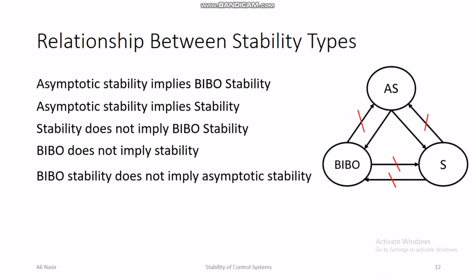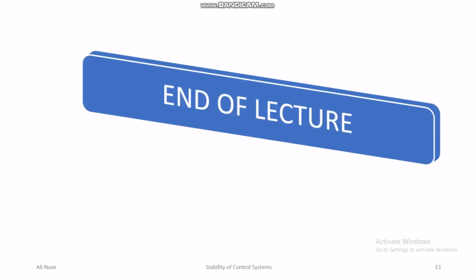If I summarize all of these points, this picture depicts which type of stability implies which stability. The red lines show that the implications are not there. For example, if you look at asymptotic stability, AS, then AS implies BIBO and it implies simple stability, and simple stability and BIBO do not imply AS. And if you look at the arrows between BIBO and simple stability, neither of them implies the other stability type. So this is all that I wanted to discuss about stability.